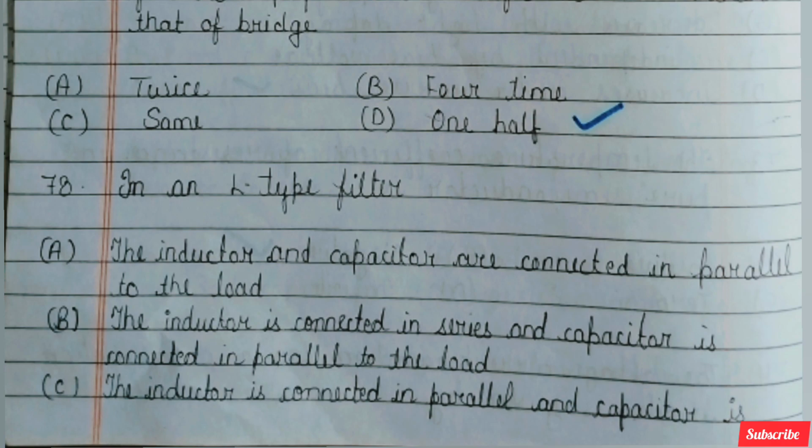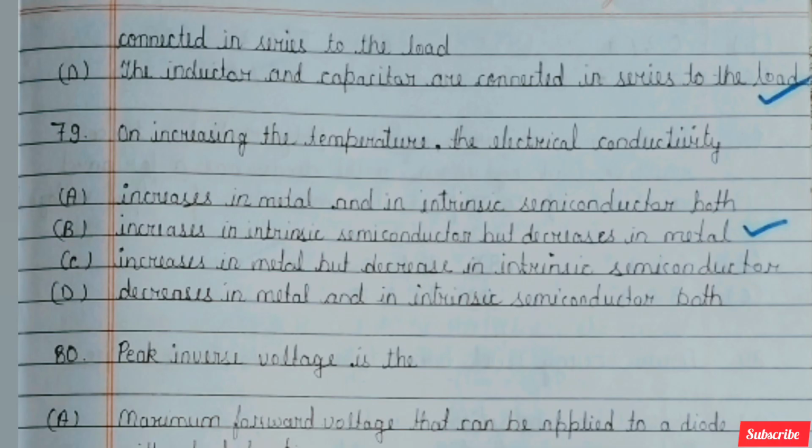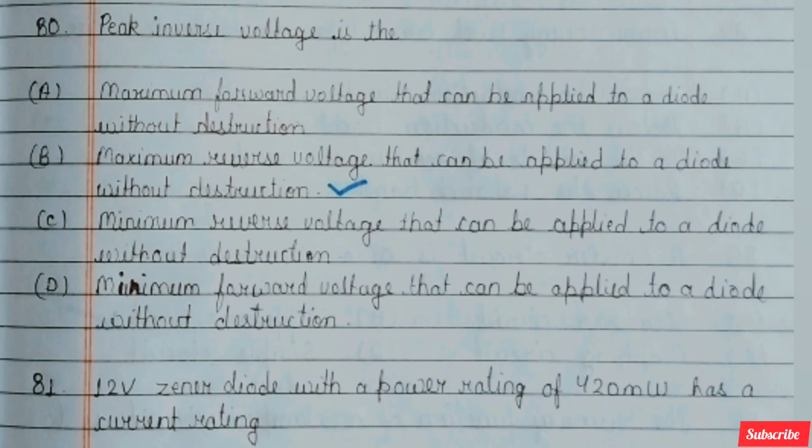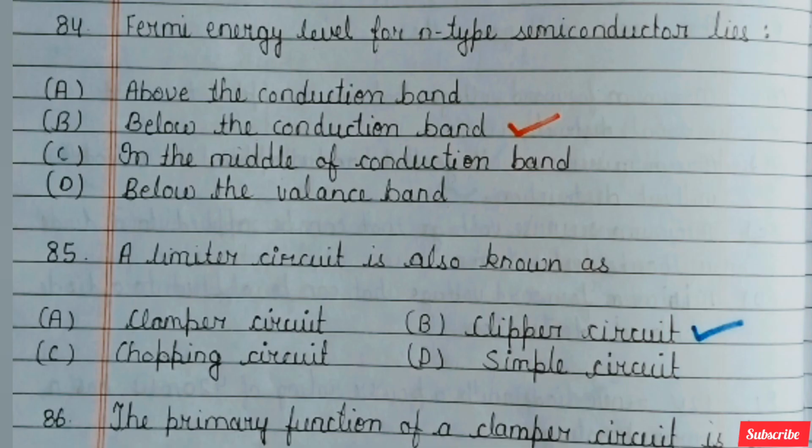In an L-type filter, option D is right. The inductor and capacitor are connected in series to the load. Next question, on increasing the temperature the electrical conductivity. Option B is right. Peak voltage is the. Option B is right. Fermi energy level for n-type semiconductor lies.